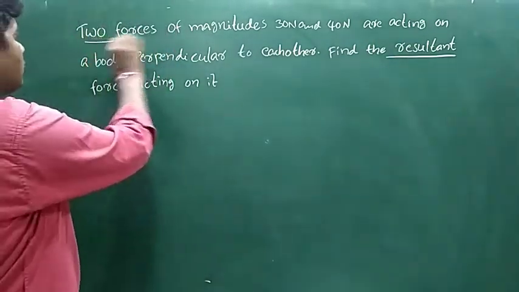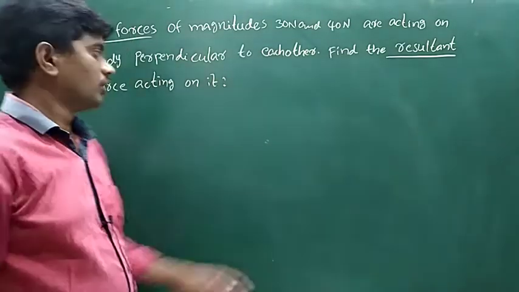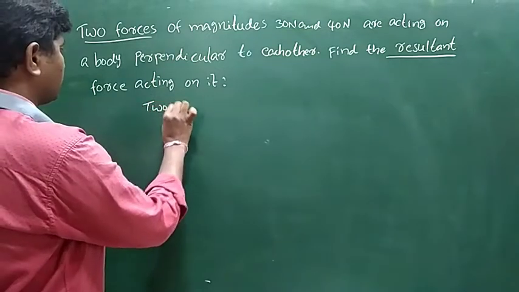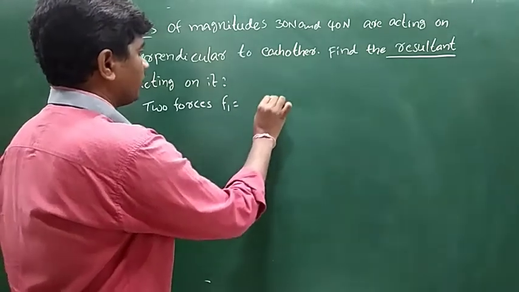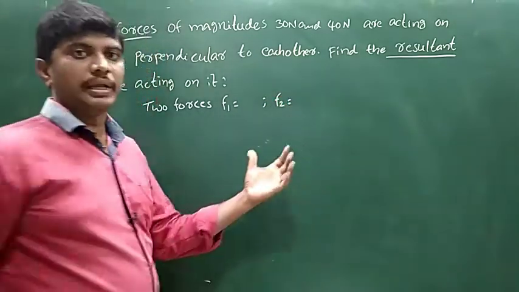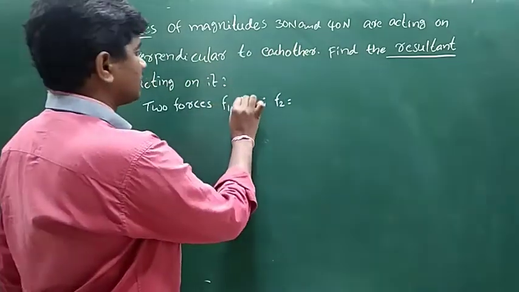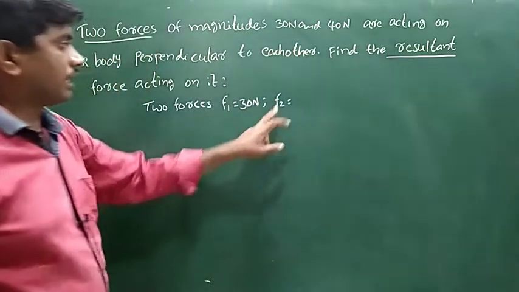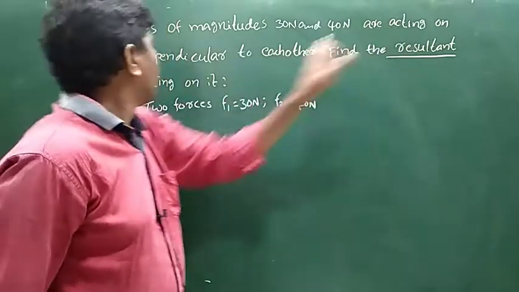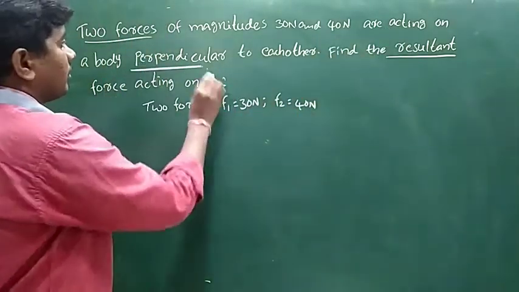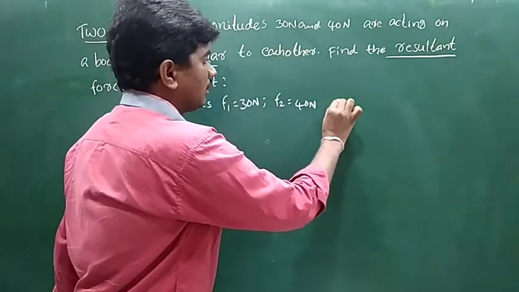First of all, take the two forces. Two forces means P and Q, or F1 and F2, or A and B, your choice. The first force has magnitude 30 newtons. The second has magnitude 40 newtons. They act perpendicular to each other. Perpendicular means 90 degrees. Therefore, theta is equal to 90 degrees.